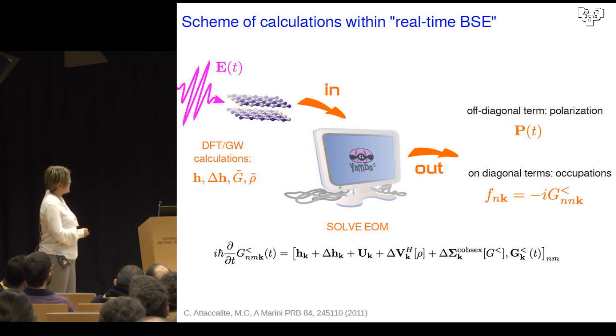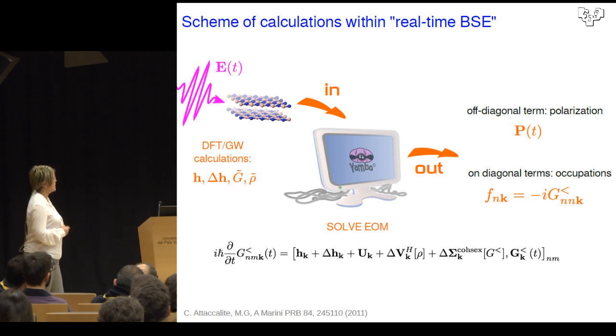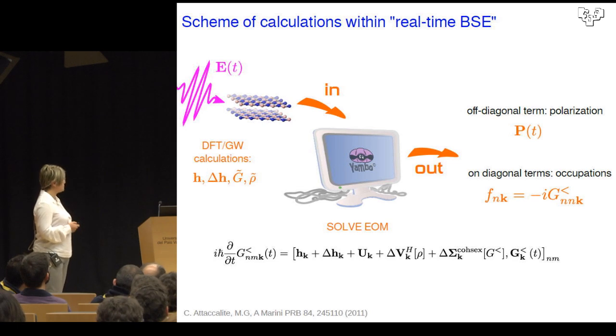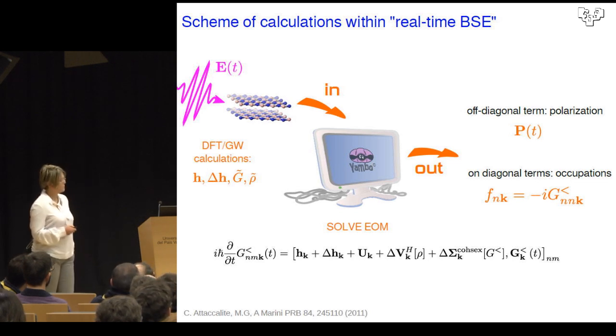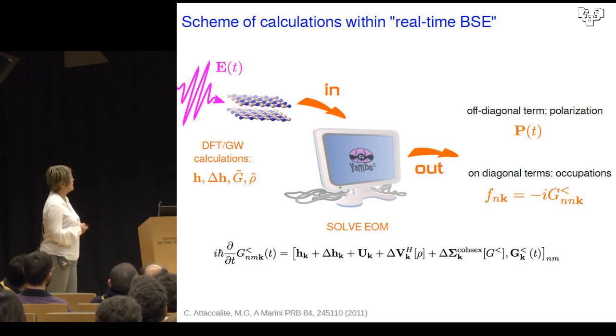And then we have the change in the Hartree potential due to the change of the density, and the change in the Coulomb-hole screened-exchange self-energy due to the change of the lesser Green's function. As I said, we have access both to polarization and to the excited-state, excited-carrier dynamics. In this talk, I will just focus on polarization.